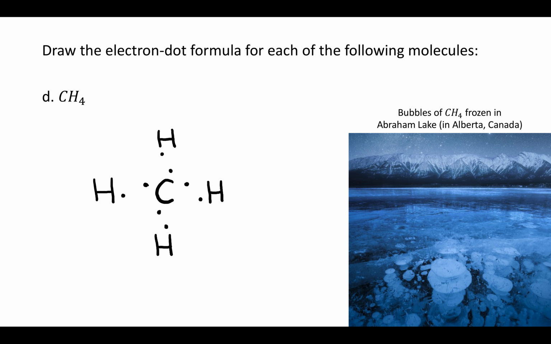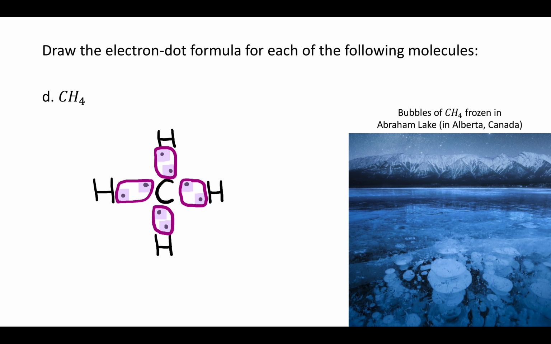In terms of unpaired electrons, we have 4 of them on the carbon, and we have 1 on each of the hydrogens. So to make all of these atoms more stable, each of these unpaired electrons more stable, we can start pairing them up. So these 2 electrons on the right can be paired up, on the bottom they can be paired up, on the left they can be paired up, and on the top they can be paired up.